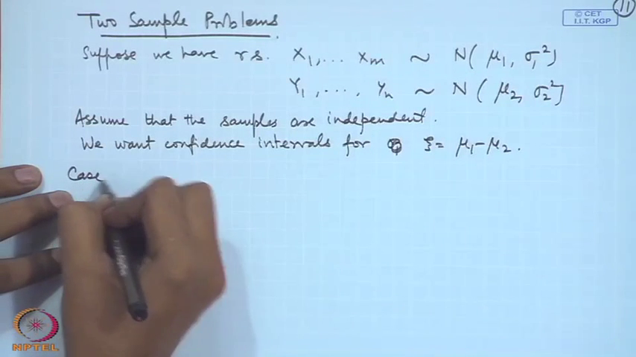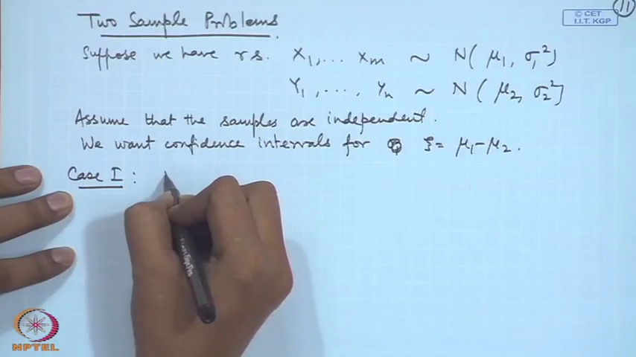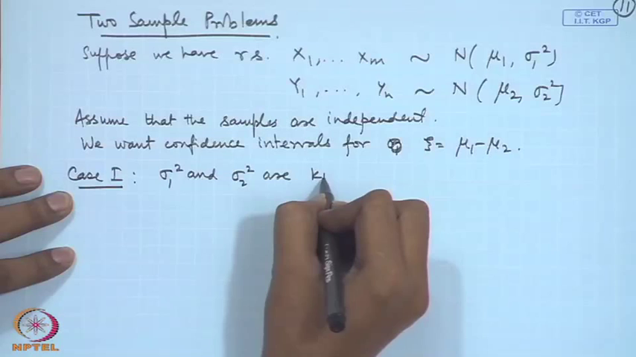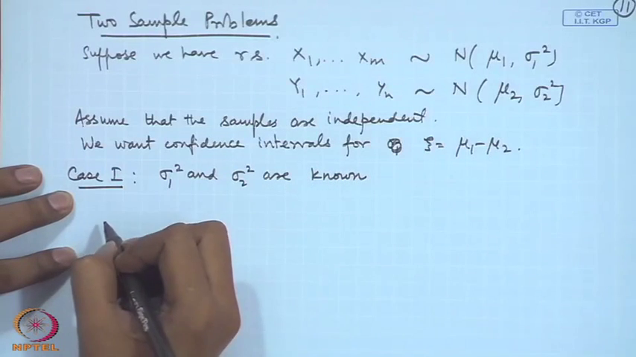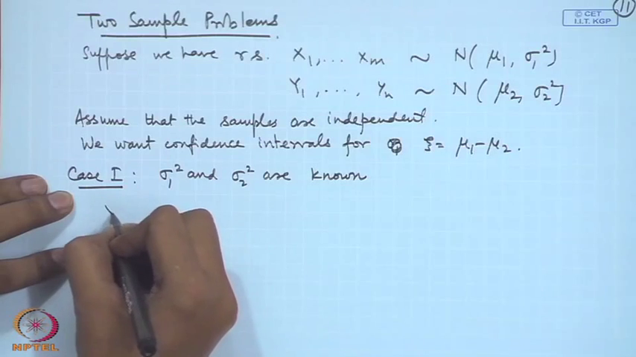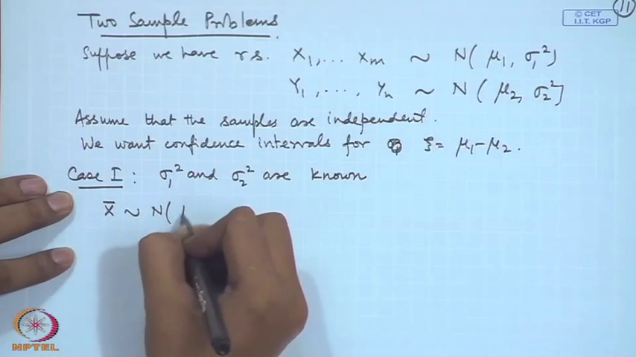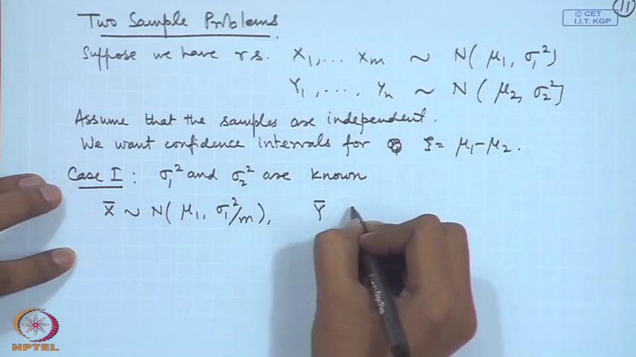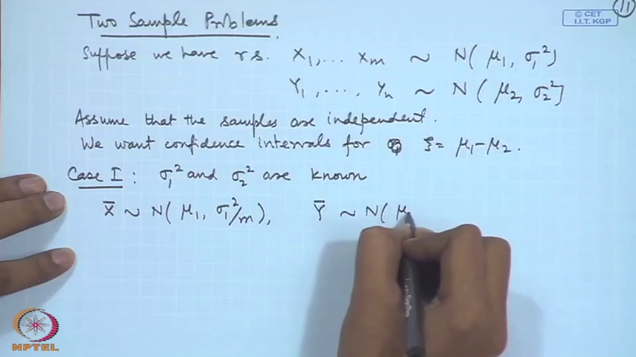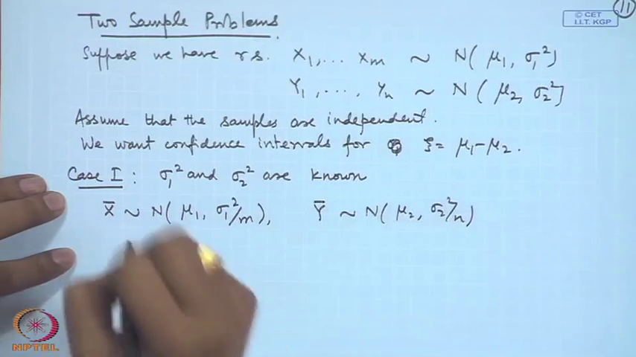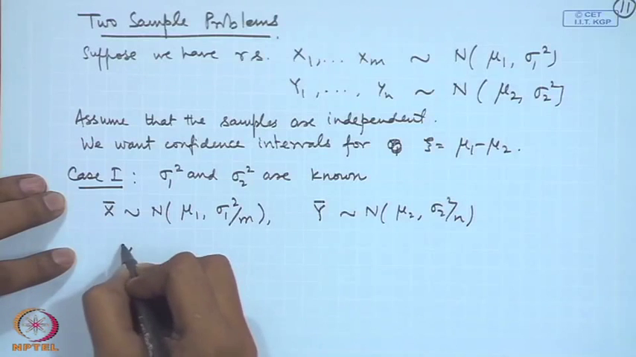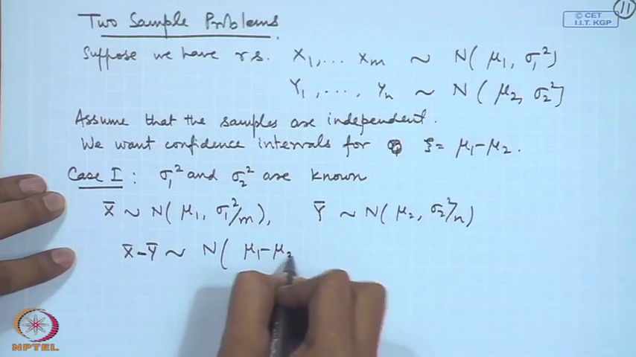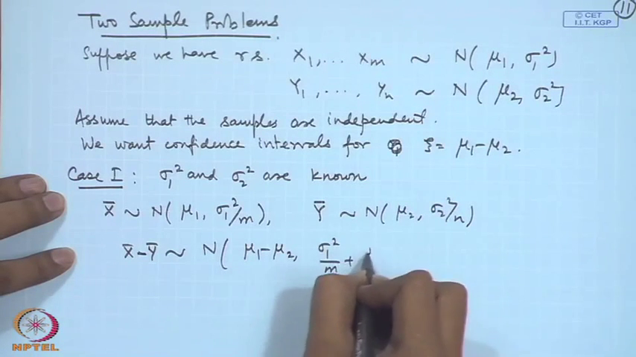Then let us consider the different possibilities. First case is that sigma 1 square and sigma 2 square are known. So, in this case we consider x bar following normal mu 1 sigma 1 square by m, and y bar follows normal mu 2 sigma 2 square by n. Then if we look at the difference, x bar minus y bar will follow normal mu 1 minus mu 2 sigma 1 square by m plus sigma 2 square by n.